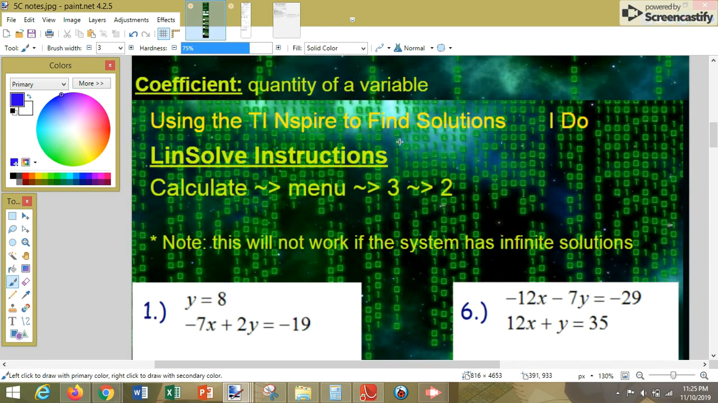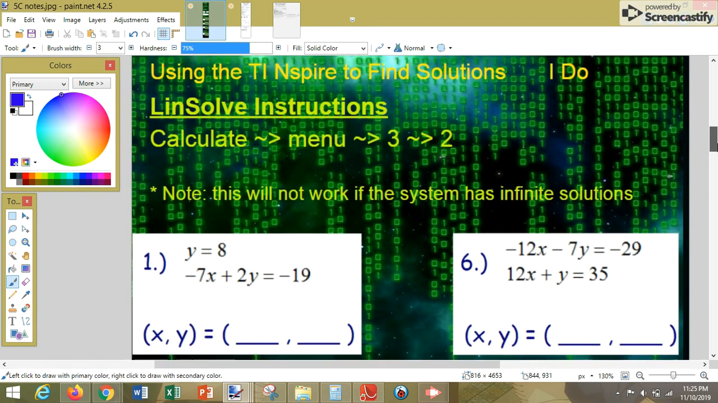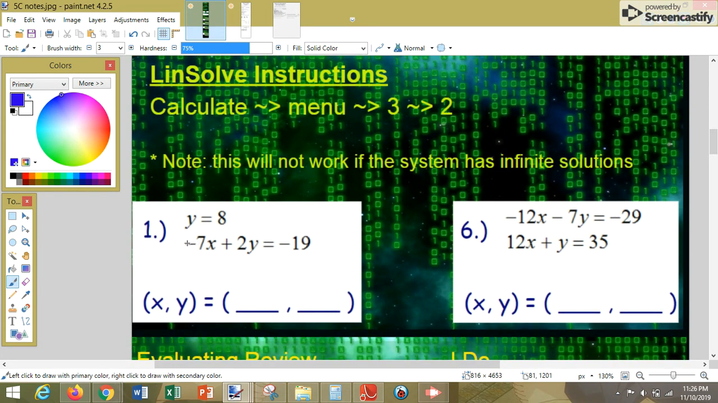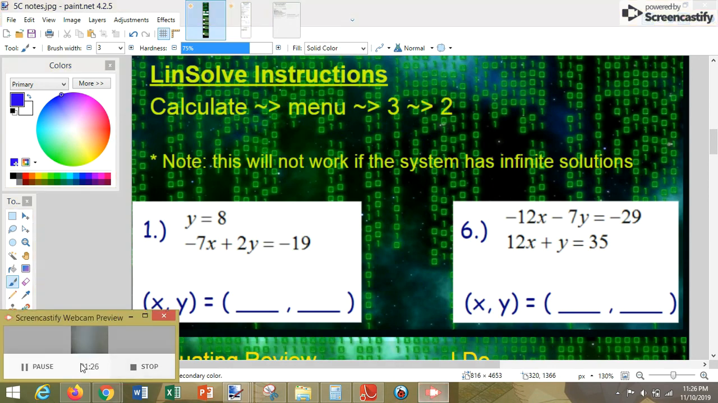Using the Nspire to find solutions. LinSolve instructions: you press Calculate, Menu, 3, 2. Note, this will not work if the system has infinite solutions. Number 1: y equals 8 and negative 7x plus 2y equals negative 19.